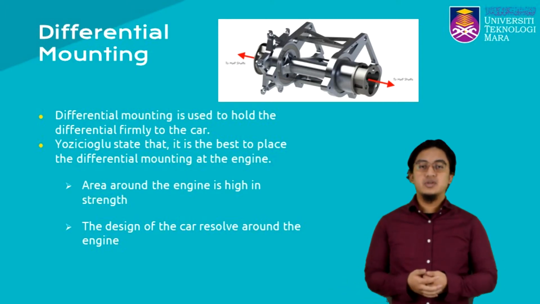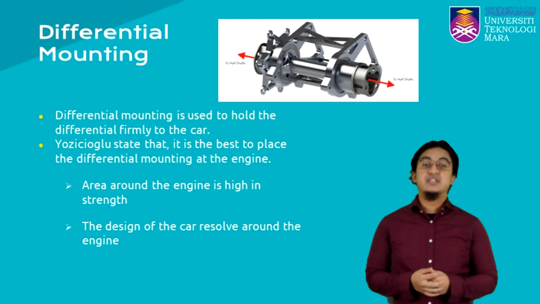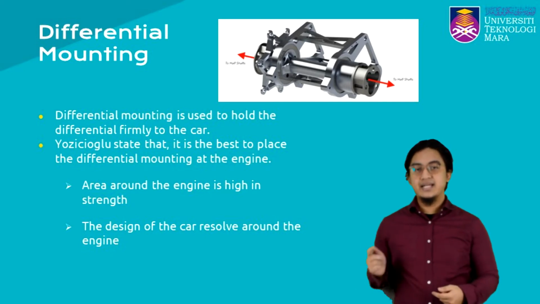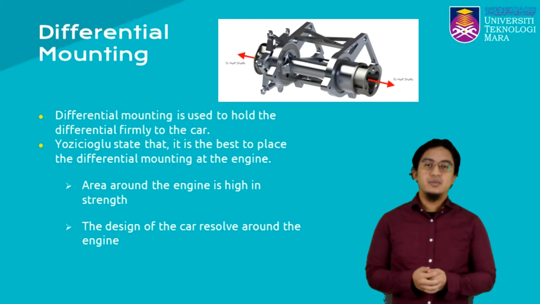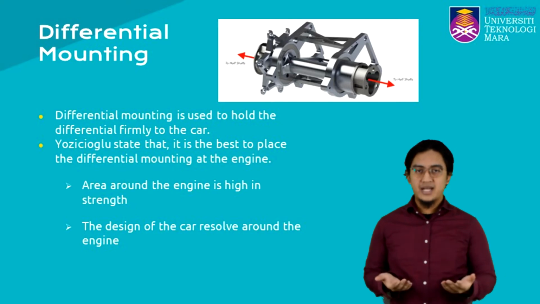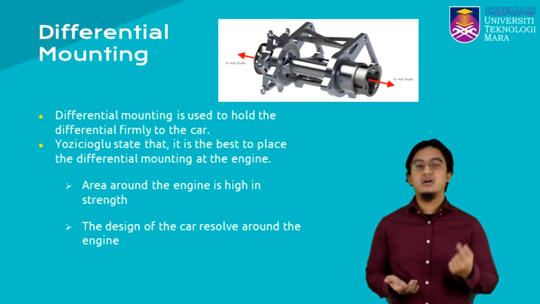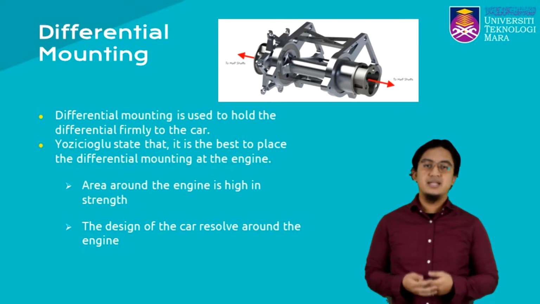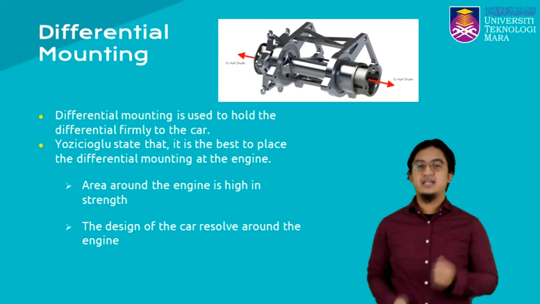Next is differential mounting. According to Yozi Chonglu, the best location for differential mounting is near the engine. This is because normally the design of Formula SAE car revolves around the engine. Thus, the area around the engine is high in strength.